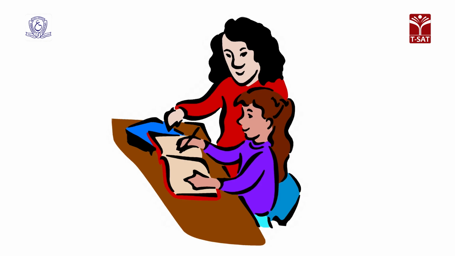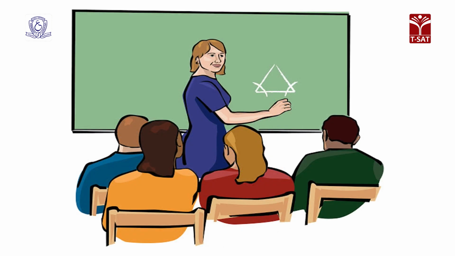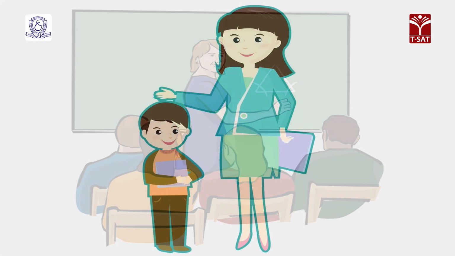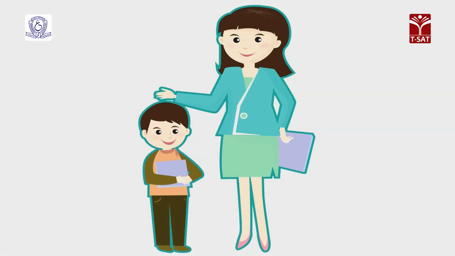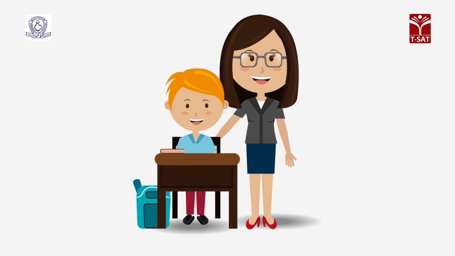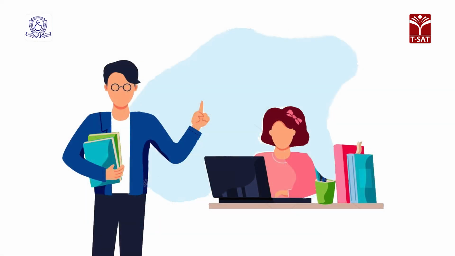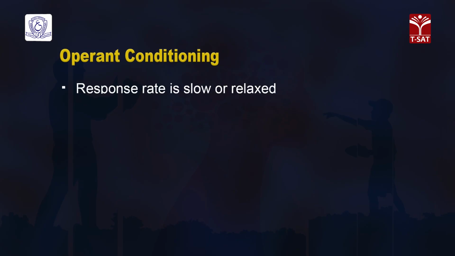For example, every response of a child is appreciated or unappreciated by the teacher depending upon the liking towards the behavior. When a particular behavior is ignored and is not reinforced in any kind, it can result in extinction. Response rate is low or relaxed. Extinction rate is fast or reckless.